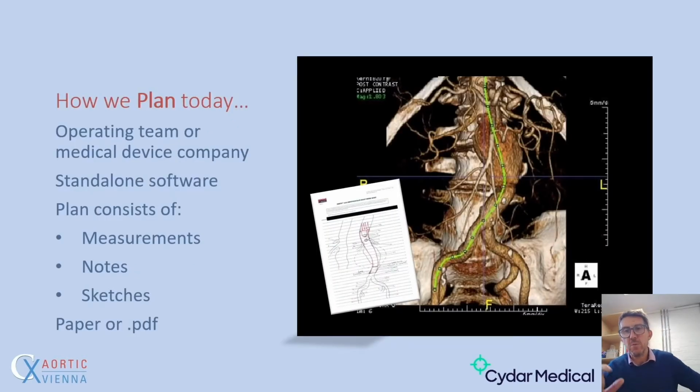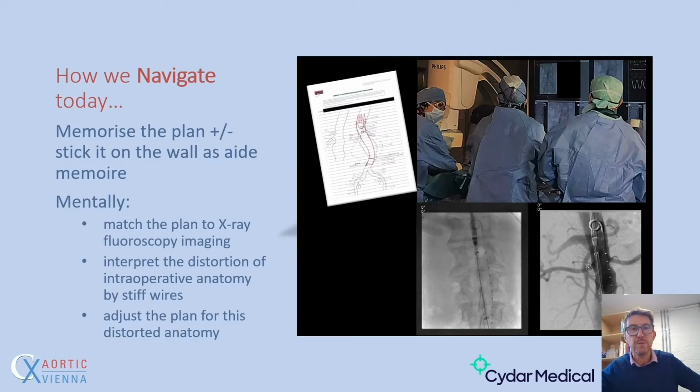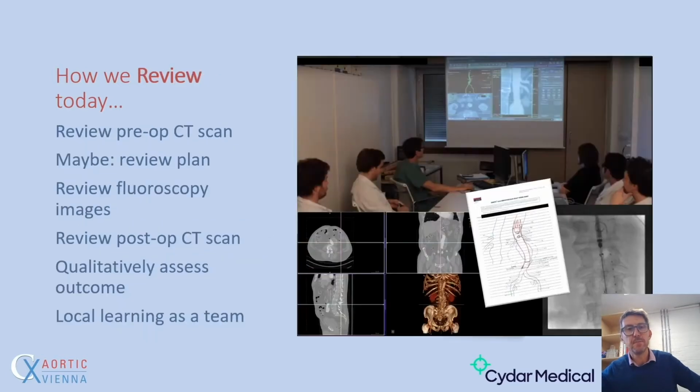When we plan today, we tend to use standalone software and generate a piece of paper or PDF that has measurements, notes and sketches on it. We then come to operate. We essentially memorize that plan. We may stick it to the wall in the operating room, but we really rely on our mental ability to match that plan to the fluoroscopy imaging on the screen and to mentally interpret how the anatomy has changed with stiff wires and delivery systems, and also to mentally adjust that plan for this distorted anatomy.